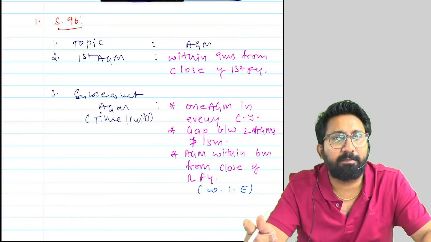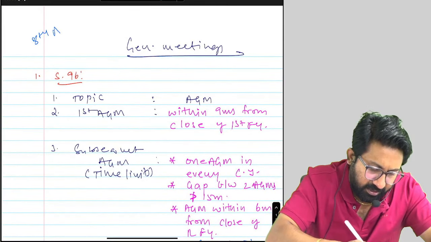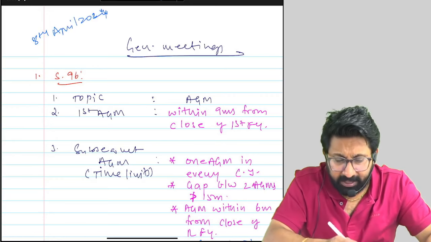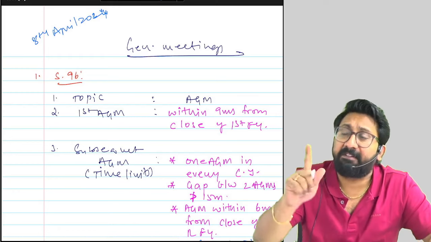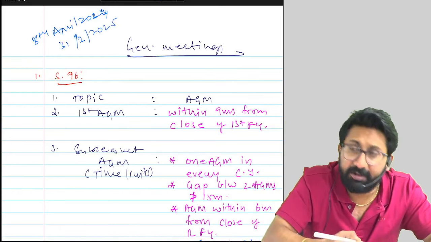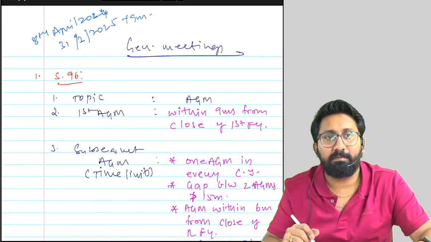For example, I incorporated today. What is the date today? 8th April 2024, we incorporated our company. Our first financial year ends on 31st March 2025. From there, again, how many months time? 9 months time they will give.